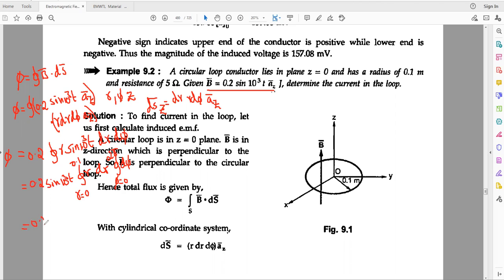That is equal to 0.2 sine 10 cube t times the integral of R, which is R square by 2, with upper limit 0.1 and lower limit 0. And integral d phi is phi, with upper limit 2 pi and lower limit 0. That is equal to 0.2 sine 10 cube t times 0.1 square by 2, times 2 pi, the upper limit here.